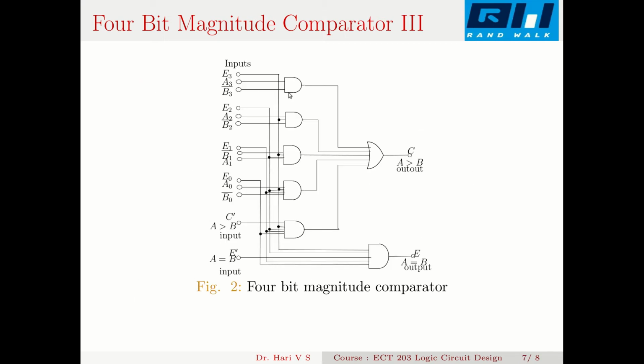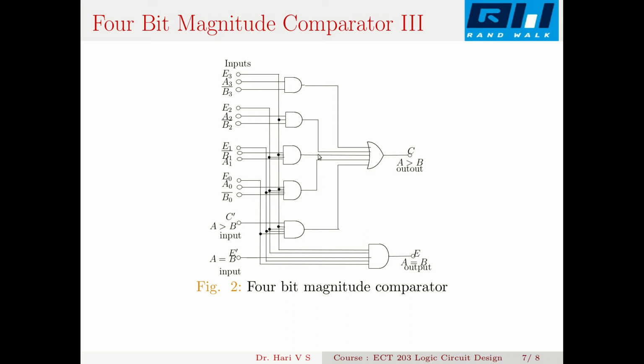Now these are the inputs, like B3, A3, B3 bar. You have to add an inverter here and make it B3, A3, B3 bar. This is the first AND output. This is A2, E3 and A2, B2 bar. This is the second output. This is E3, E2 and B1 bar A1.